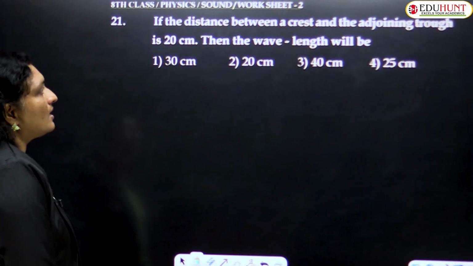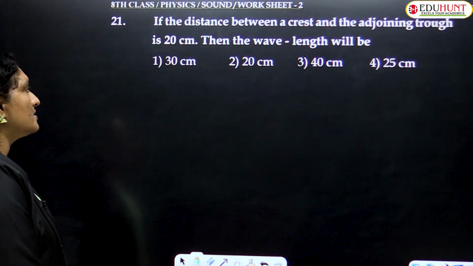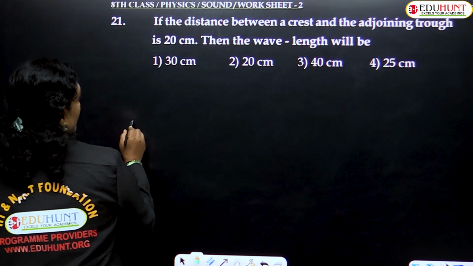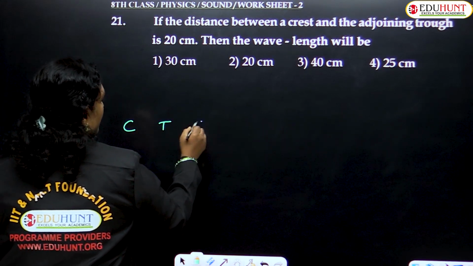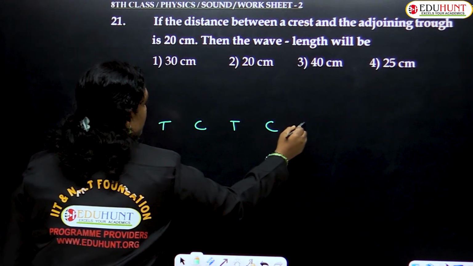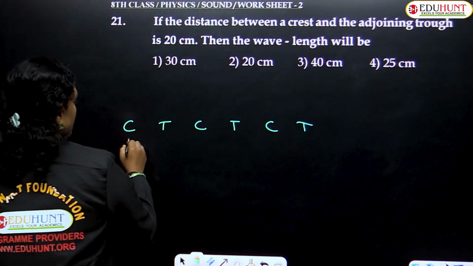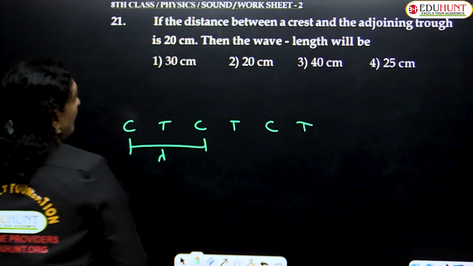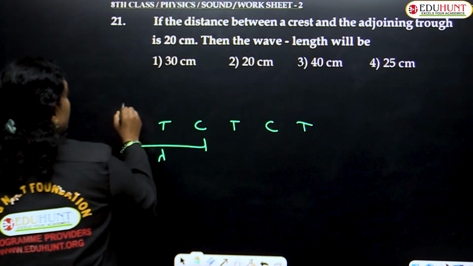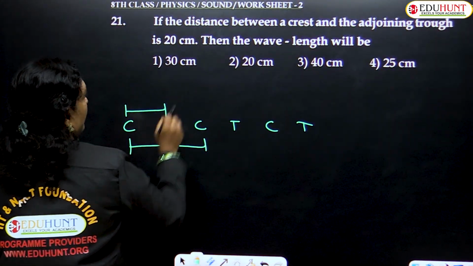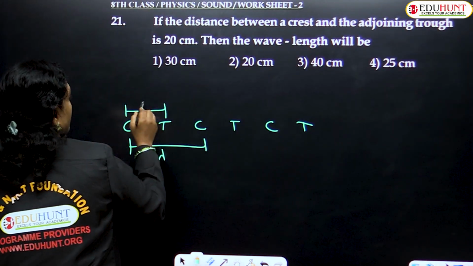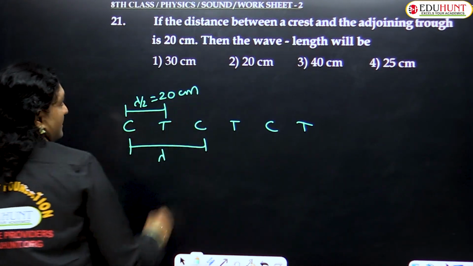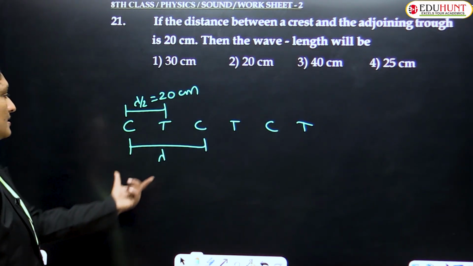If the distance between a crest and the adjoining trough is 20 centimeters, then the wavelength is. Children, I already told you that crest, trough, crest, trough, crest, trough are formed alternately. The distance between crest and crest is always lambda. But they have given you that the distance between a crest and an adjoining trough, that is lambda by 2, is 20 centimeters. Then the wavelength is, this is your wavelength.